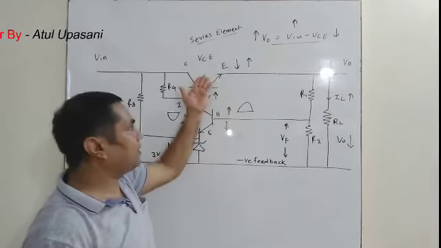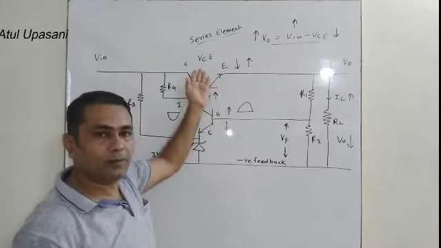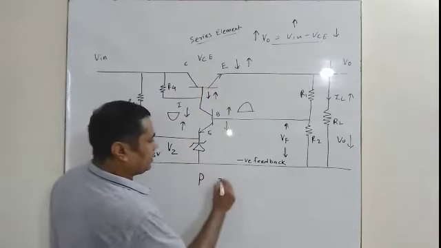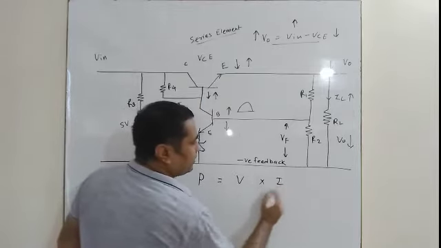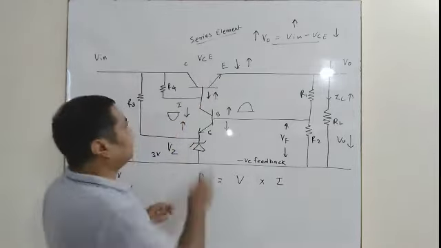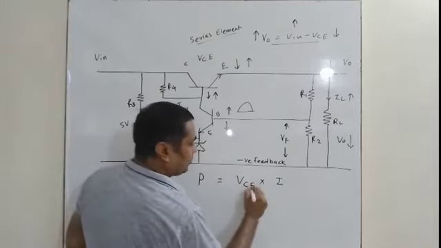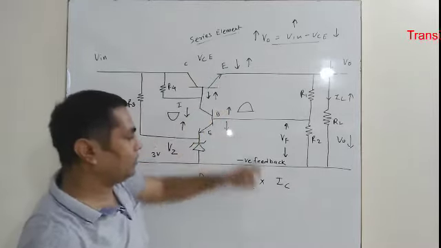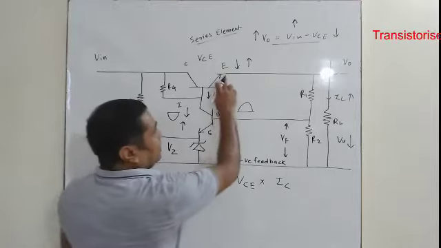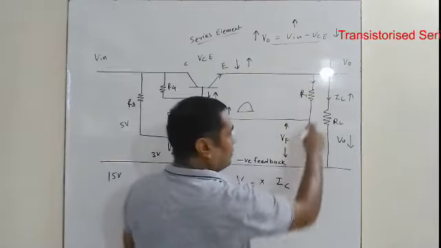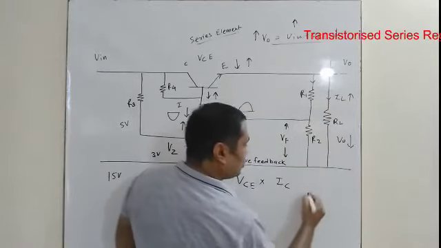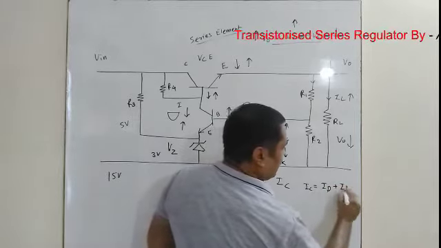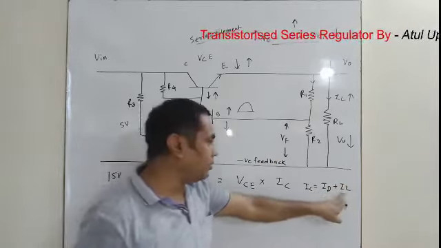So if power transistors are there, they will dissipate power, and this power must be calculated. The formula of power is calculated by multiplication of voltage and current. In the case of this transistor, the voltage across this transistor will be the collector emitter voltage, and the current through this transistor will be IC. Here, this current IC goes through the voltage divider as well as through the load resistance. So IC can be calculated like this: ID plus IL. ID means the current through the divider, and IL the load current.